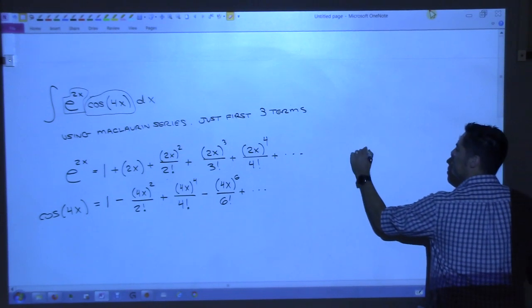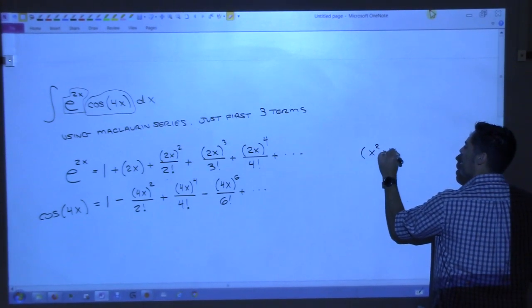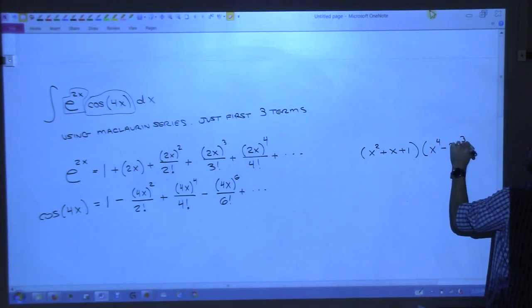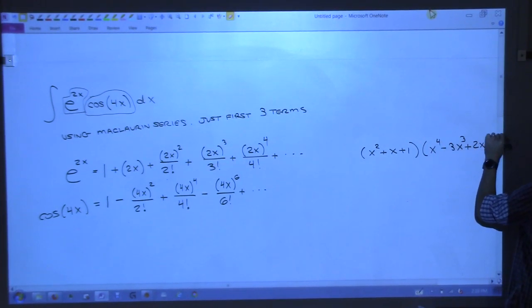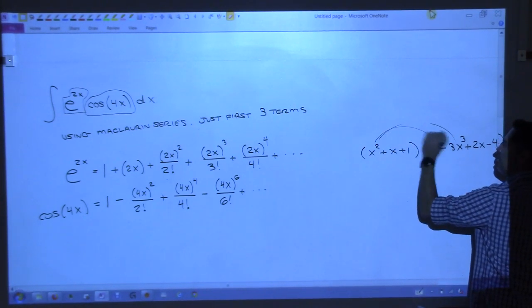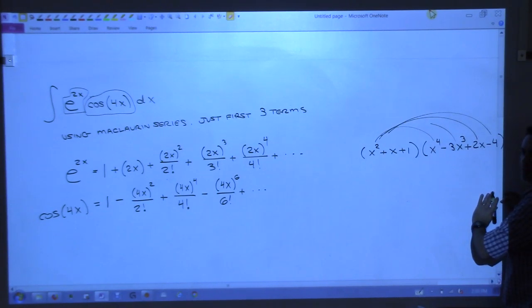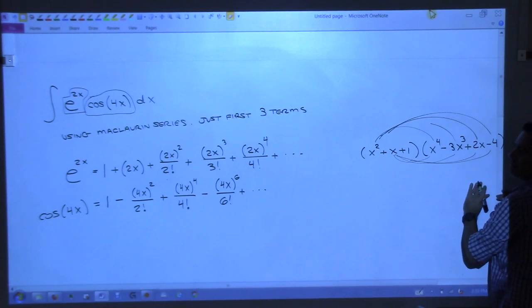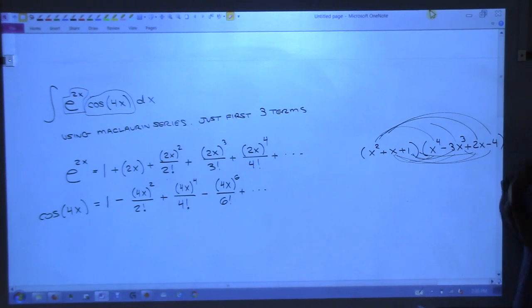Well, if I asked you to do x squared plus x plus 1 times x to the 4th minus 3x to the 3rd plus 2x minus 4, if I asked you to multiply these two polynomials together, how would you do it? You would do here to here, here to here, here to here, right? Then you take the second one, go here, here, here, and so on, and you'd be done.